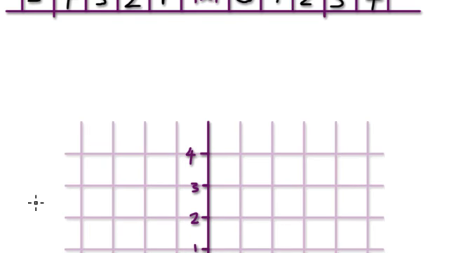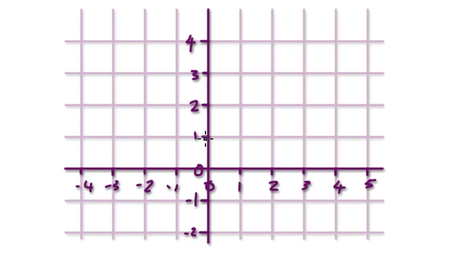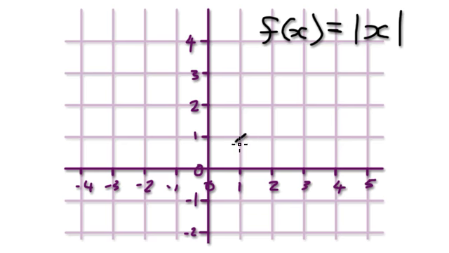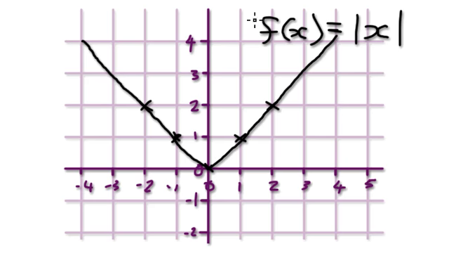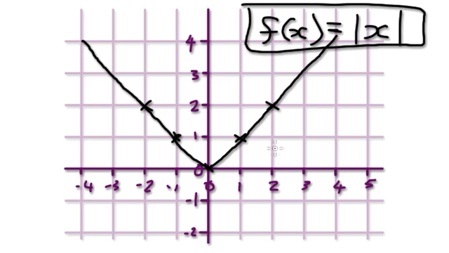So when you come to plot it, it will look something like this. You're plotting the function f of x equals the absolute value of x. When x is 1, it's 1. When x is 2, it's 2. When x is -1, this will be 1. When x is -2, this one will be 2. When it's 0, it's 0. So it turns out to be like this. The function f of x equals the absolute value of x would look like this.